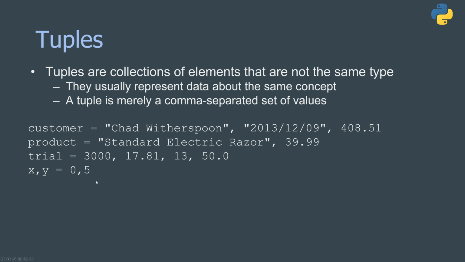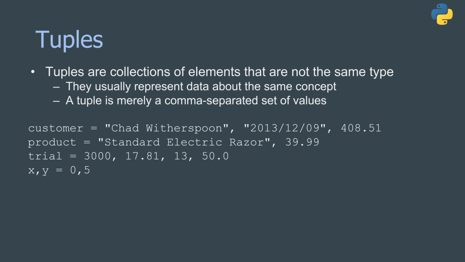They can be the same type. So here's an example where both of the values in the tuple are integers. And this is a shortcut that a lot of Python programmers sometimes use, is they will do multiple assignments. So this is basically an assignment statement that's setting two values simultaneously. So all of these are taking the tuples and putting them into a single variable. So the customer variable here contains Chad Witherspoon, and it contains 2013-1209, and it also contains 408-51.